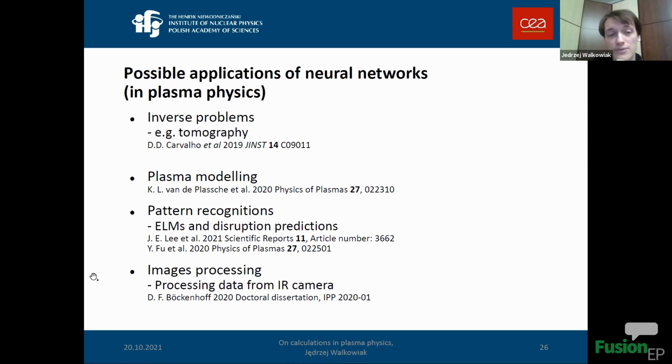And of course, the possible applications of neural networks are much wider than just inverse problems in tomography. We can use them in plasma modeling to replace some complicated model with a neural network. We can use them for pattern recognition, like disruption predictions or edge localized mode predictions. And there is an example from the W7-X stellarator, processing the images from the infrared cameras to support the control systems of the machine.